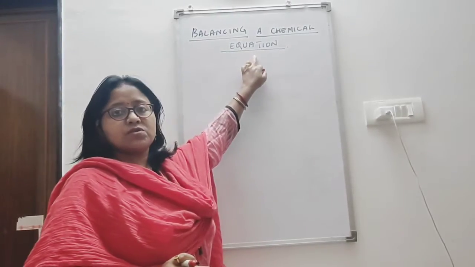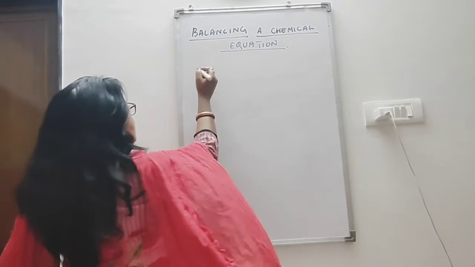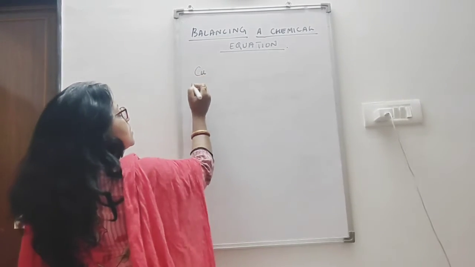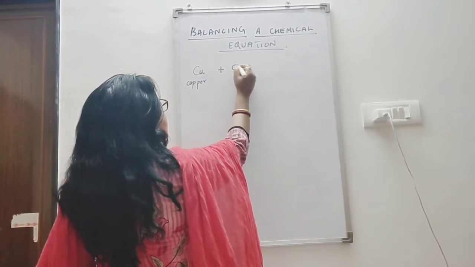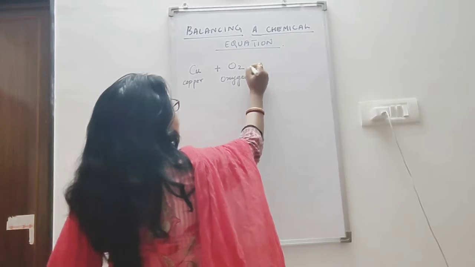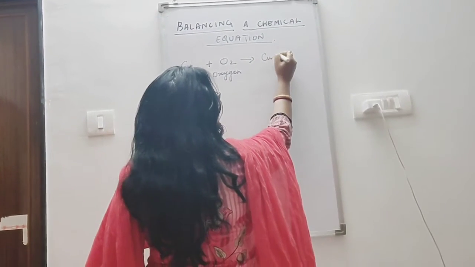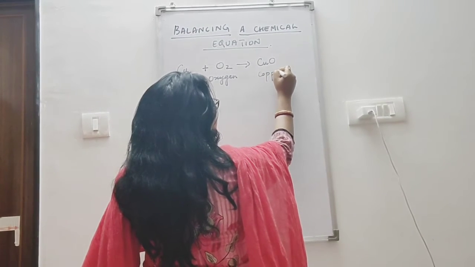Balancing a chemical equation. First I'll write the equation and then we'll start. This is copper, and we react it with oxygen. It gives copper oxide. This is copper oxide.